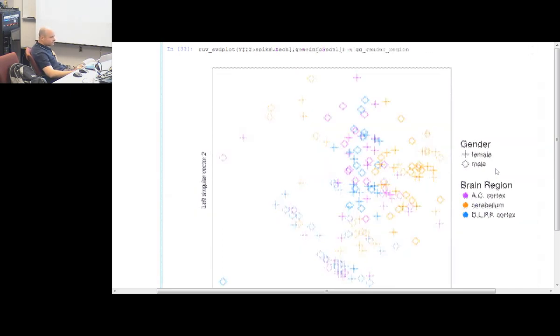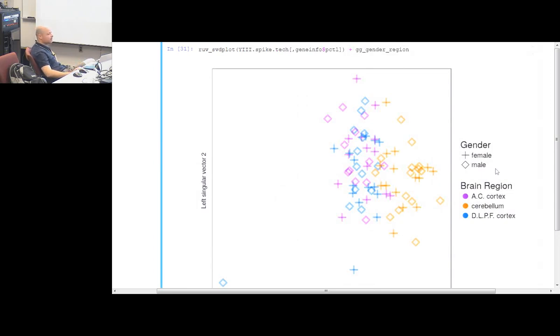Now I'm going to adjust. Interestingly, after this adjustment, now the biggest source of variation is the brain region. Okay, so again, this is just the genes from the XY chromosome, but even there, the biggest source of variation is the brain region.